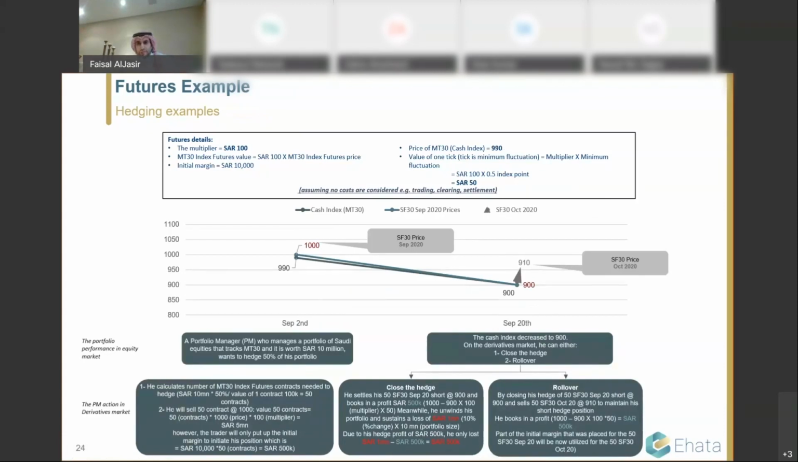Now what if you want to hedge, basically? The example here says a portfolio manager manages a portfolio of equities that tracks the MT30, the underlying, worth 10 million Saudi Riyal, and wants to hedge 50% of his portfolio. So simply he has a 10 million portfolio and wants to hedge 5 million out of that portfolio.